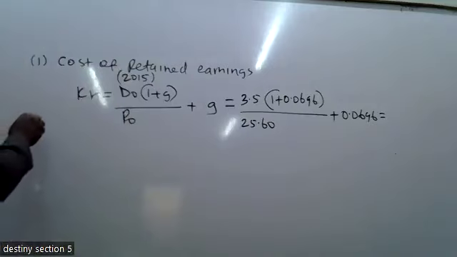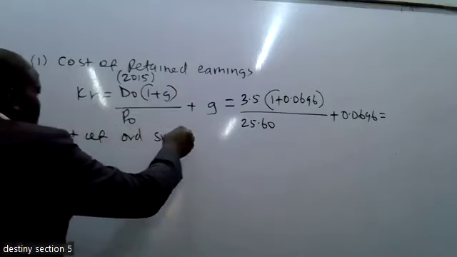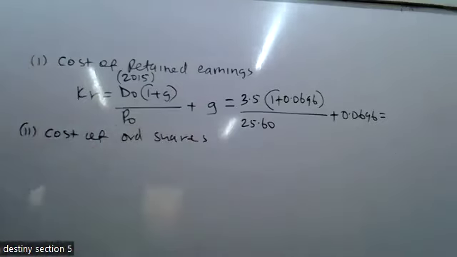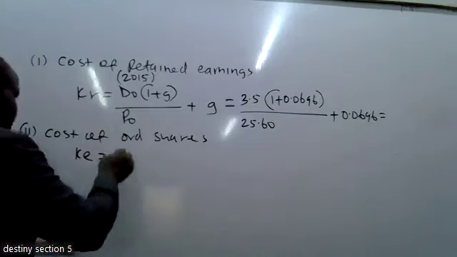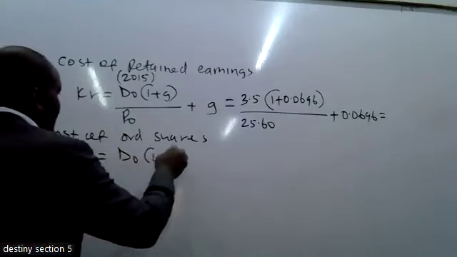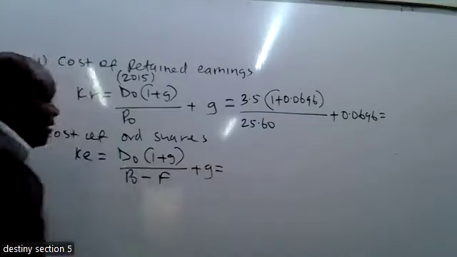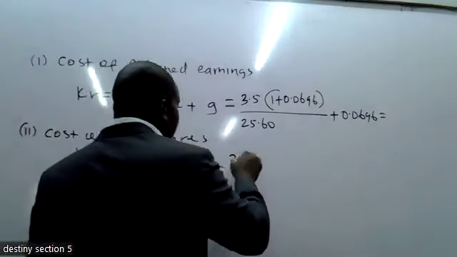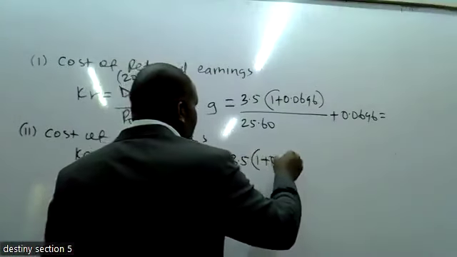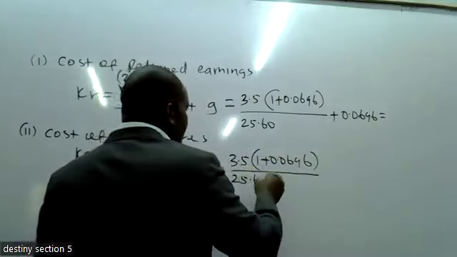We now also go to the cost of the ordinary share. The cost of the ordinary share is the same as the one for the retained earnings, but now it will have the flotation cost. So D0 (1 plus g), divided by P0 minus the flotation cost, and then plus g. It is the same concept as what we have. So it will be 3.5 times (1 plus 0.0696), divided by P0, which is 25.